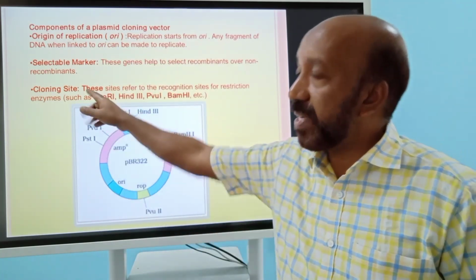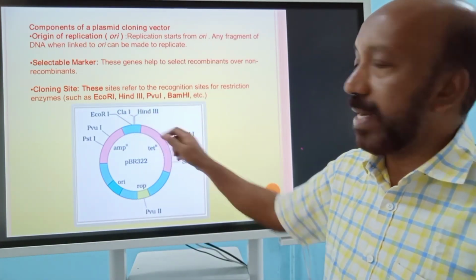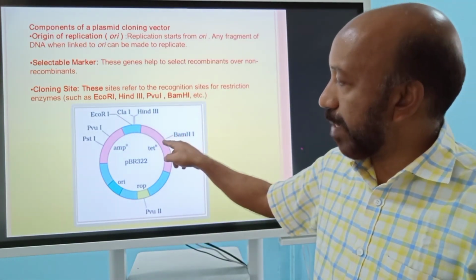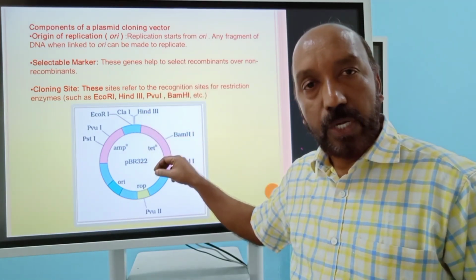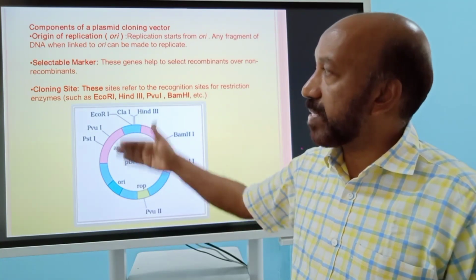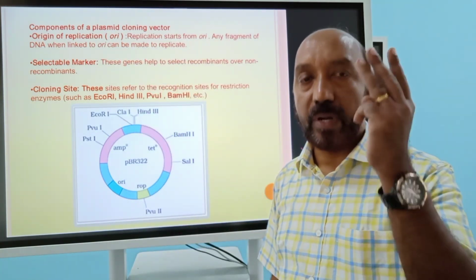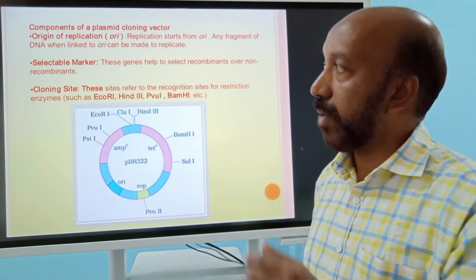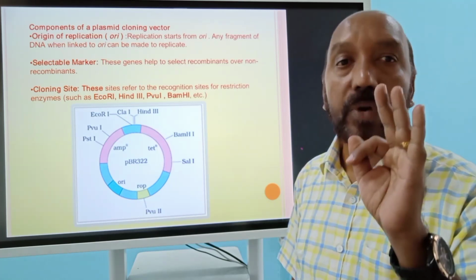At the same time, the cloning site is another one. These sites refer to the recognition sites of restriction enzymes. Here we are using the same enzyme to cut, and we can insert the gene of interest there also. So based on this, we can use them as the selectable marker as well as the cloning site. So remember, the three important features a vector should have are origin of replication, selectable marker, and the cloning site.